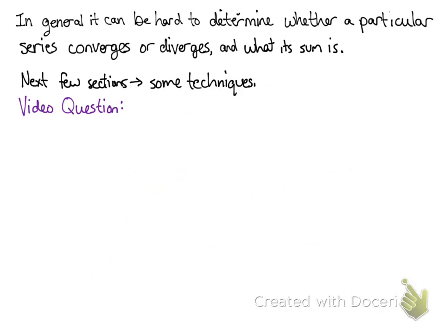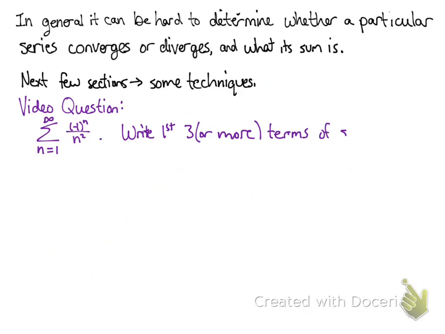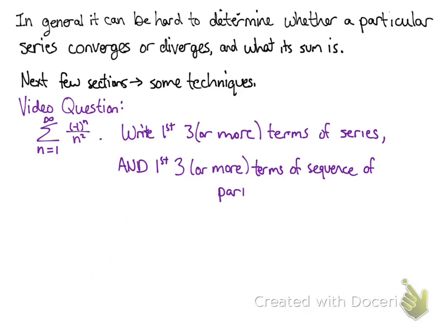So here's your video question to work out and bring to class. I have a series. Its terms are (-1)^n over n squared, starting at n equals 1 and going forever. I would like you to write the first 3 or more, if you feel like it, terms of the series, and the first 3 or more terms of the sequence of partial sums. So I want you to write out the terms of the series, and I would also like you to write out the first 3 partial sums, or more than 3 if you feel like it.